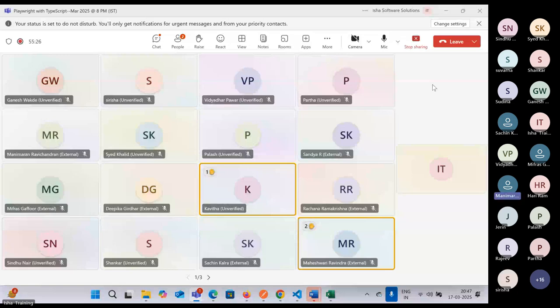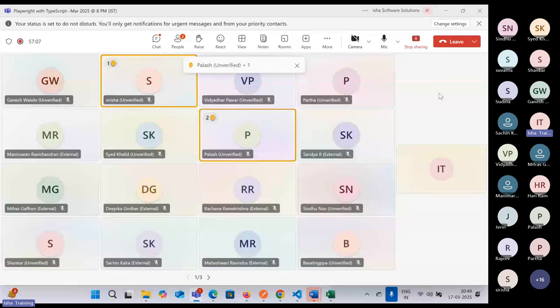Okay, that's fine. Can we run UI and API at the same time in Playwright, or should it be a separate execution? It should be separate, but you can include both inside one framework itself. Inside one framework. Okay, that answers the question. Thank you.